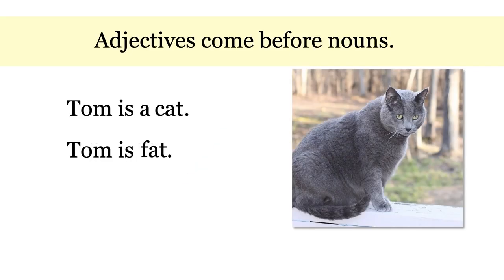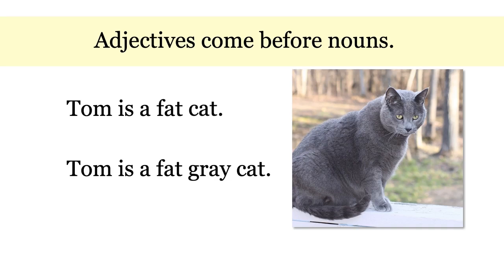Adjectives come before nouns. This is Tom. Tom is a cat. Tom is fat. We can take the adjective fat and put it before cat. Tom is a fat cat. But do you see the article? It's still in front. We can put more adjectives in front of cat. We can say Tom is a fat gray cat. But notice, the article is before the adjectives, and the adjectives are before the cat.